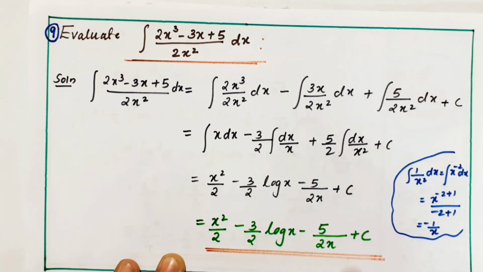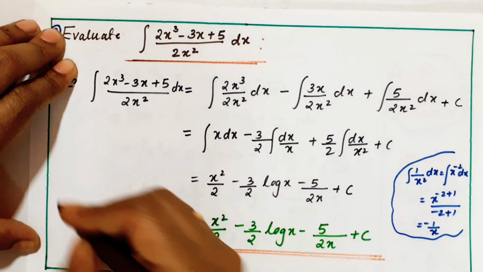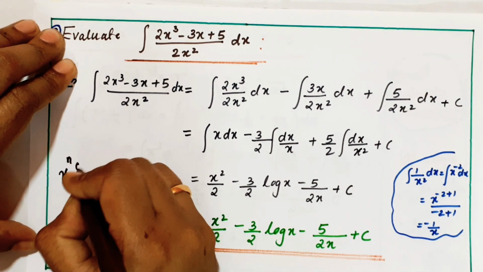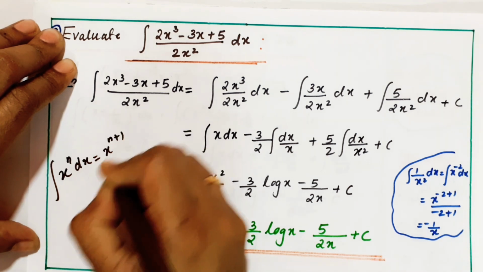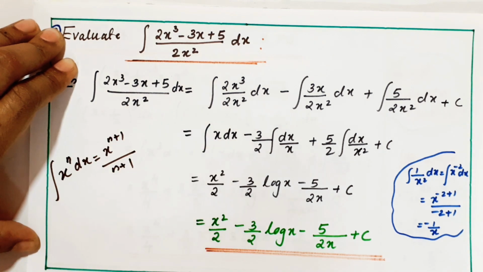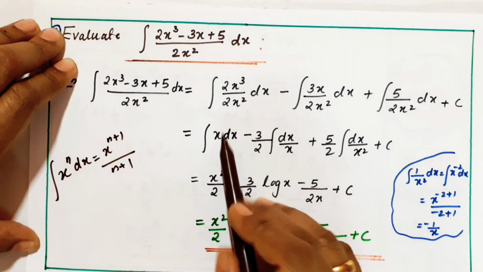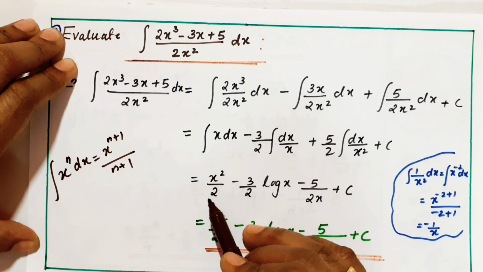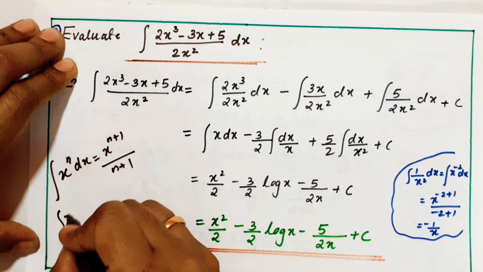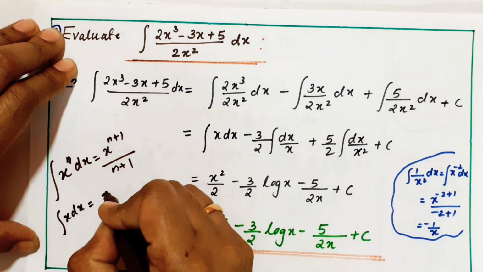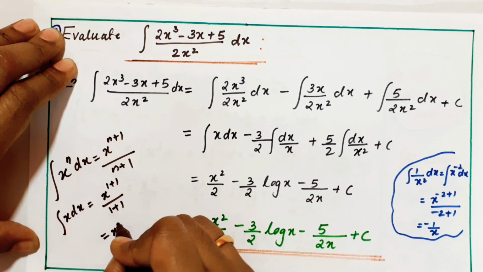I got this term, right? Then after that we have a standard basic formula. Integral of x power n dx, what is our basic formula? x power n plus 1 by n plus 1. So here it is x, so its power is 1. So it will be x power 1 plus 1 by 1 plus 1. In that way we got it as x square by 2. How are we getting this? Integral of x dx, I can write as x power 1 plus 1 by 1 plus 1. That is x square by 2.